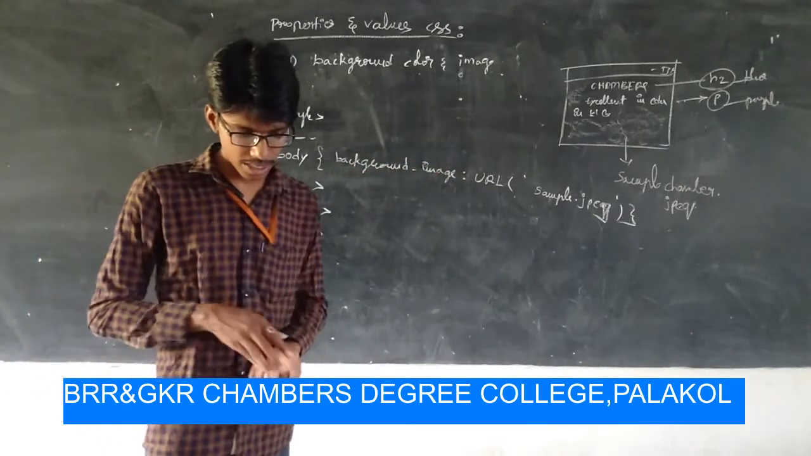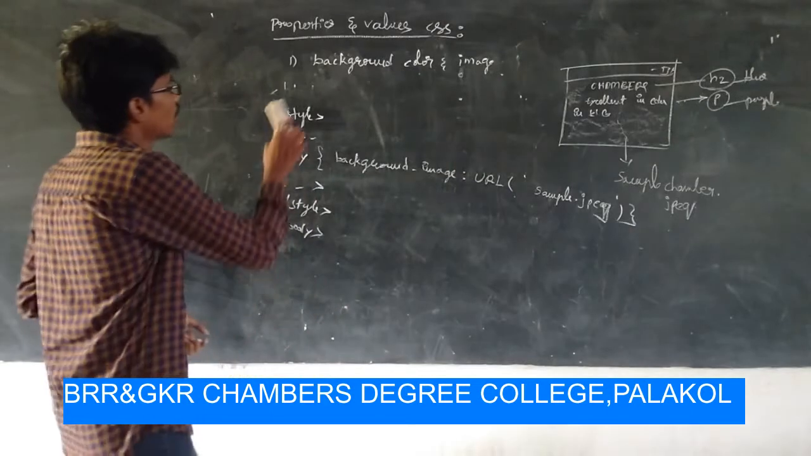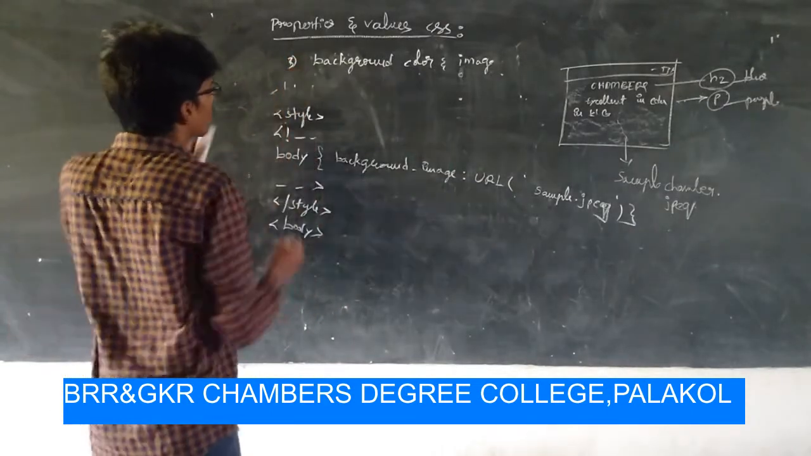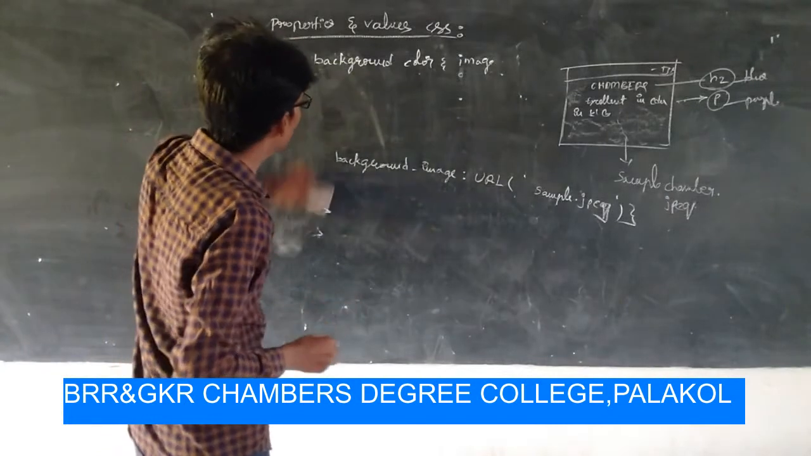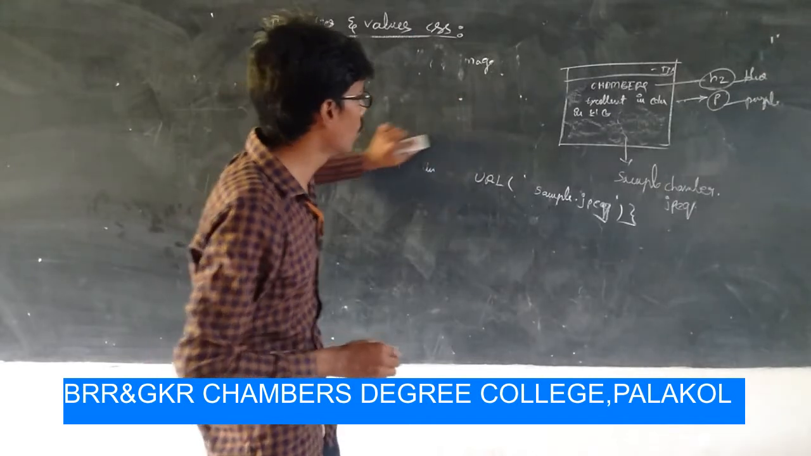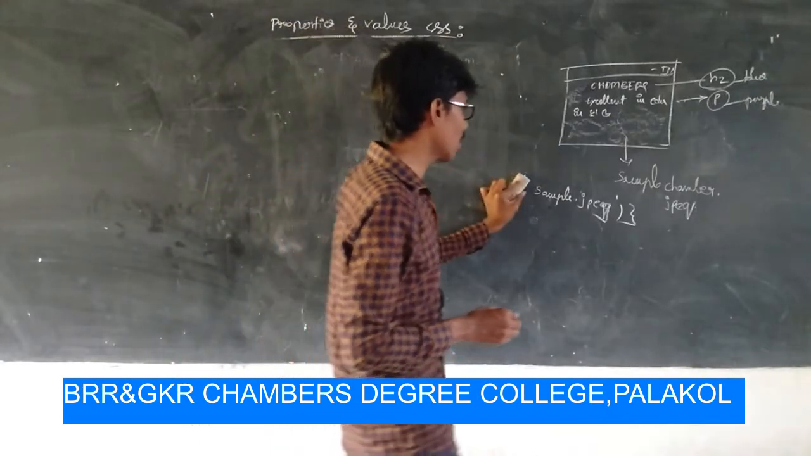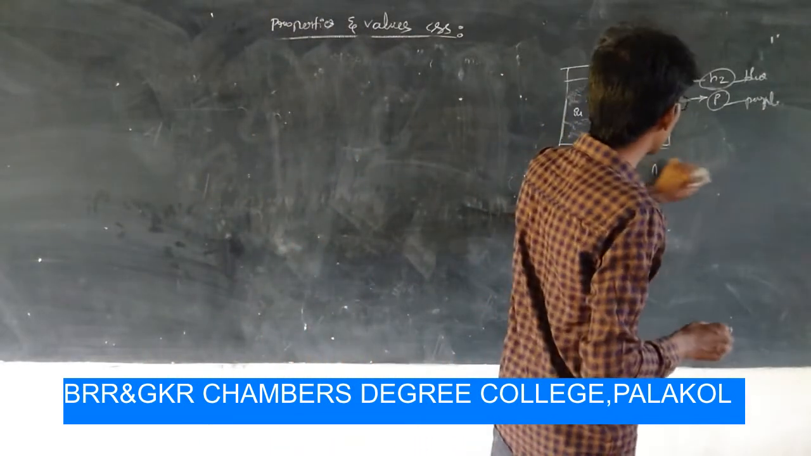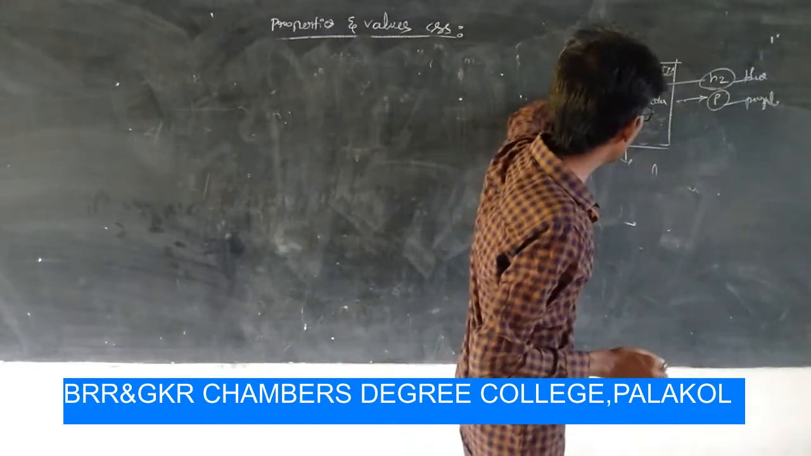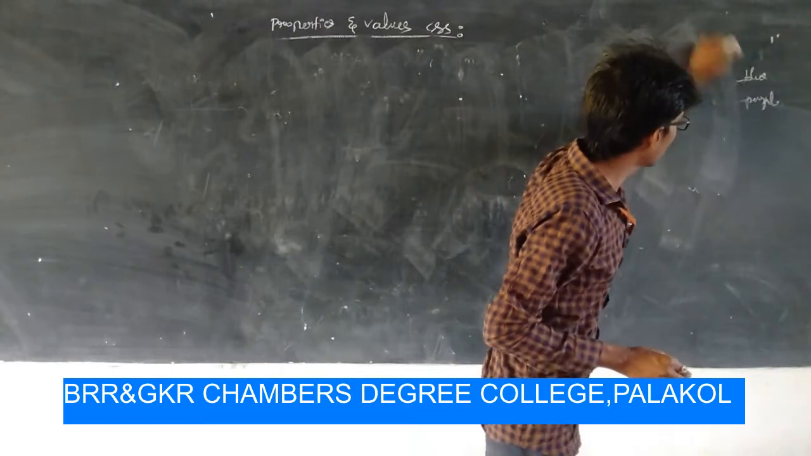For this the other property is background color. About background colors and background images, this is the representation and syntax we can follow to represent background color and images for document preparation. After that, coming to the next property and values.